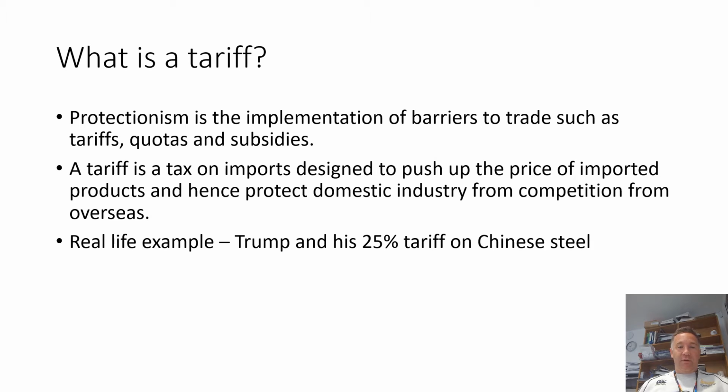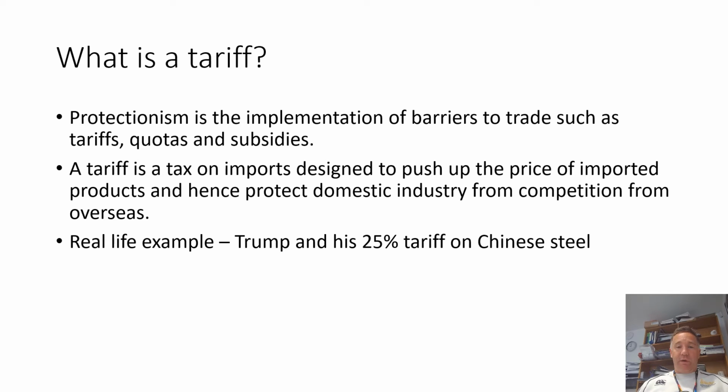A tariff, though, is a tax on imports, and it's designed to push up the price of imported products and hence protect domestic industry from competition from overseas. By putting in place a per unit tax, you are pushing up the price of imports. That clearly should help your domestic producers to then compete at that higher price level, as they aren't as efficient as that overseas producer that is selling in your country.